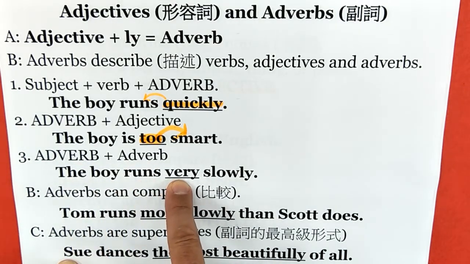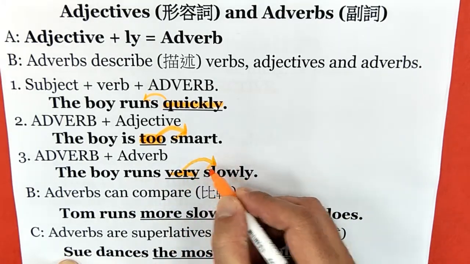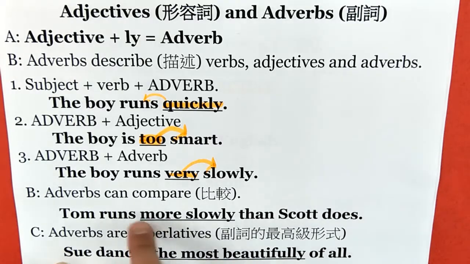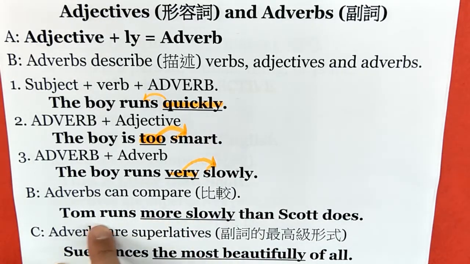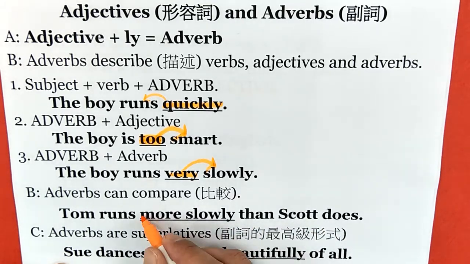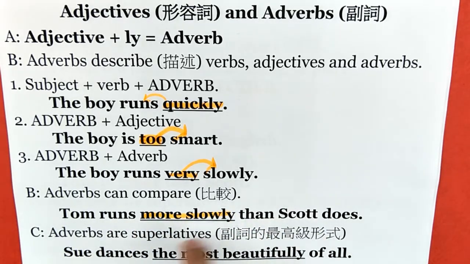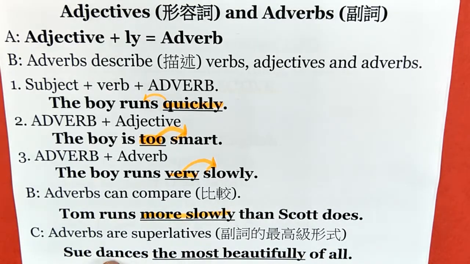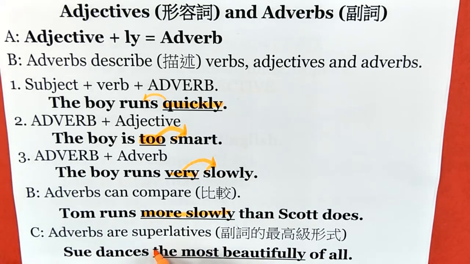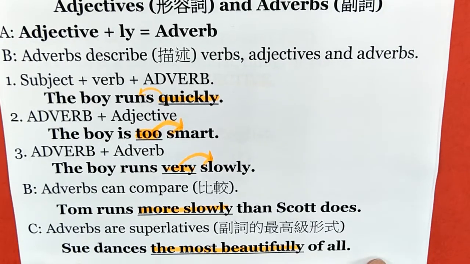An adverb can describe an adverb. The boy runs very slowly. Very is the adverb, and it is telling you how slowly the boy runs. Adverbs can also compare. Tom runs more slowly than Scott does. More slowly describes how Tom runs compared to Scott. Adverbs are superlatives. Sue dances the most beautifully of all. The most beautifully describes how Sue dances compared to everyone.